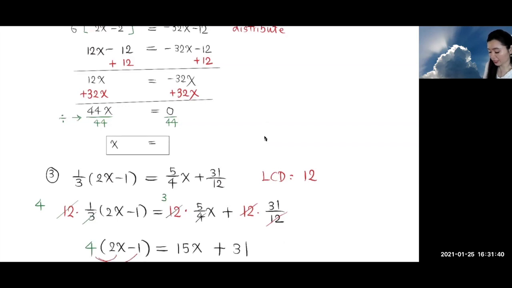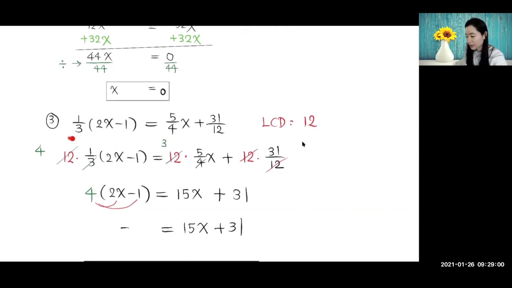To solve for x here, we need to undo this multiplication because this is 44 times x. To undo multiplication, we divide. So we divide by 44 on both sides. Now, 44 divided by 44, we divide out. 0 divided by 44 is going to be 0. So x is going to be equal to 0. So that's the final answer here.